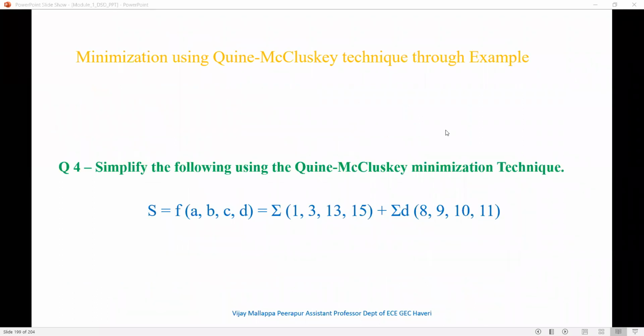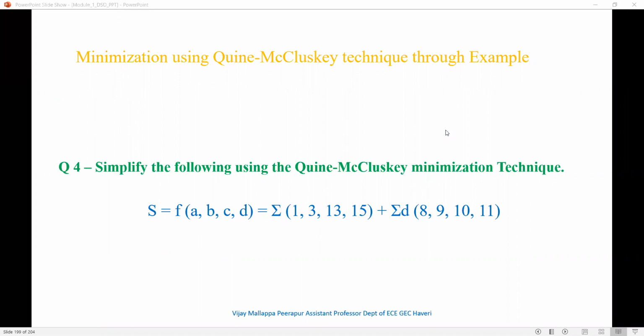The fourth problem: simplify the following using the Quine-McCluskey minimization technique. S is equal to a function of input variables A, B, C, and D. The mean terms are 1, 2, 3, 15, plus summation d. What does the d specify here? Don't care conditions. Which are the mean terms we have? 8, 9, 10, and 11.